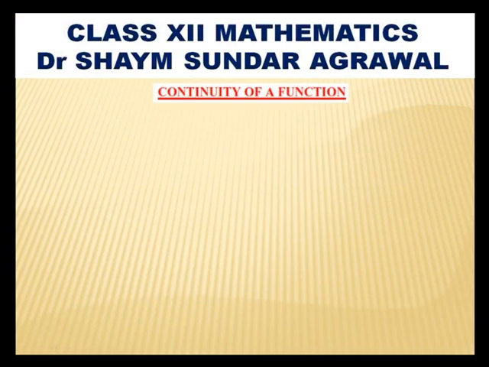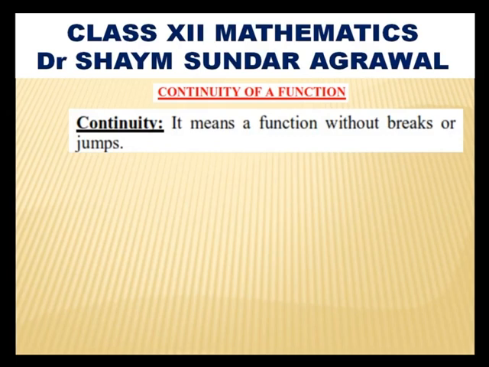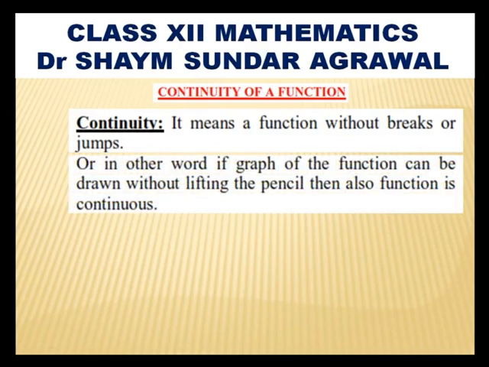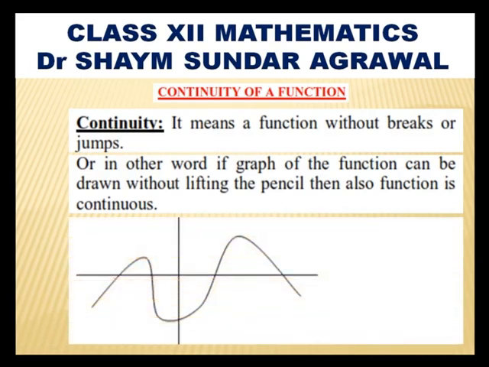What is continuity? It means a function without breaks or jumps, or in other words, if the graph of a function can be drawn without lifting the pencil, then the function is called continuous. Just see the simple graph, where this can be drawn without lifting the pencil, hence it is continuous.